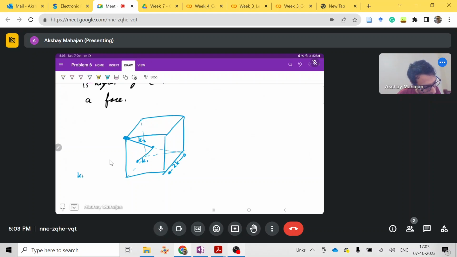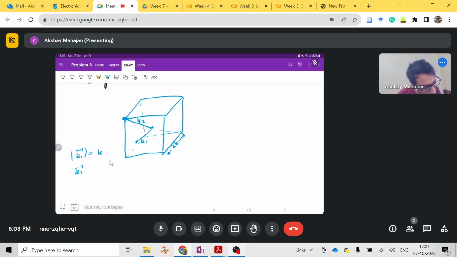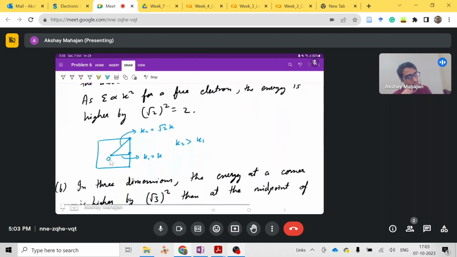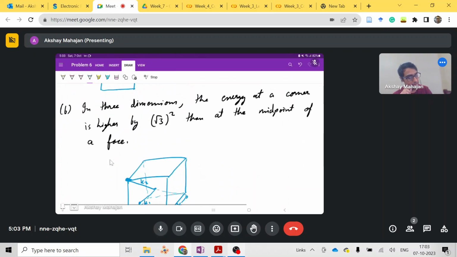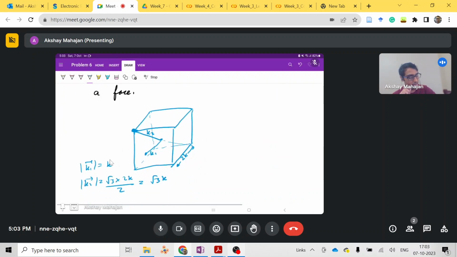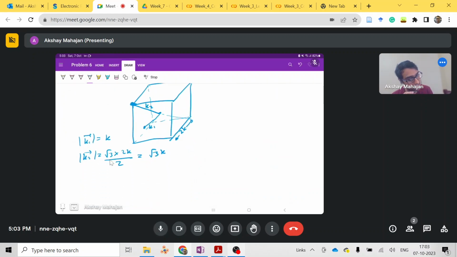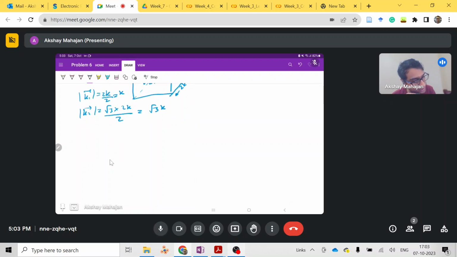So k1 will be equal to k, then k2 will be equal to root 3 times, this is the body diagonal, so root 3 times this 2k half, which will be root 3 times k. So the magnitude of your k2 at the corner will be root 3 times k. Similar to the 2D case where it was root 2, in the 3D case it will be root 3 times. So I hope you understand, this is a body diagonal, you just have to take the half, so it will be root 3 times this. And 2k will be just 2k divided by 2, which is k. Right? Alright, so hopefully this is understood.